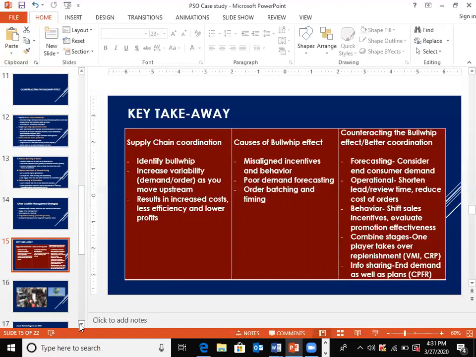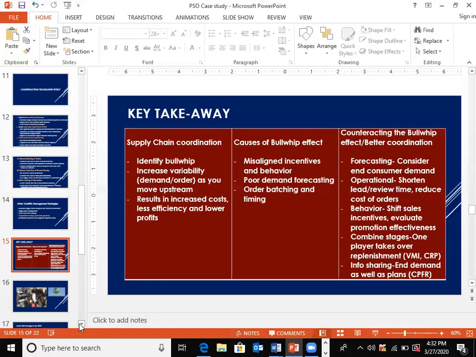Let's think about why we're saying this. Increased costs: you're making a lot more, so that requires a lot of capital expenditure. Less efficiency: we mentioned that sometimes you're exceeding your capacity, so the efficiency goes down, and you're reducing your profits when there's a bullwhip effect in the supply chain. The causes of the bullwhip effect include misaligned incentives and behavior, poor demand forecasting, and order batching and timing. These are some of the key reasons for the bullwhip effect.